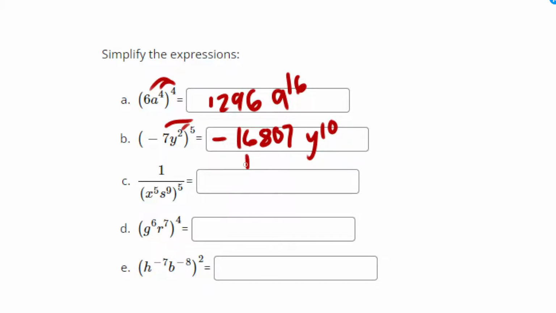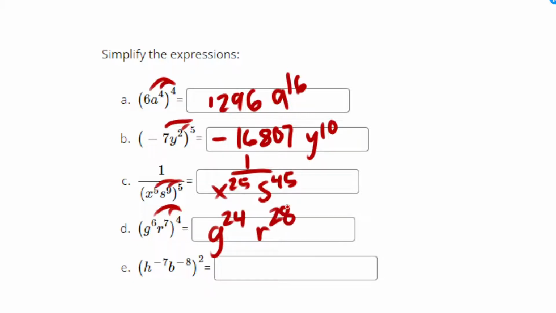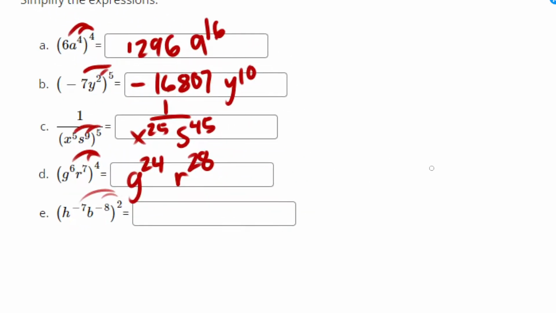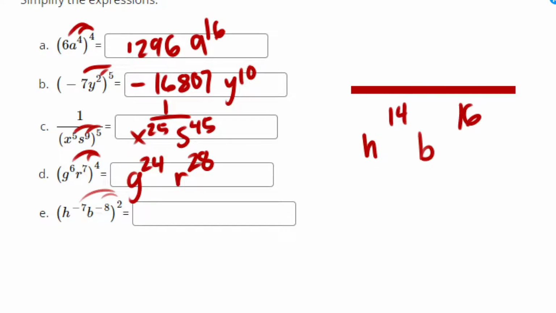This will turn into 1 over x to the 25th, because we multiply and distribute it through, and then s to the 45th. This will distribute out. We'll have g to the 24 times r to the 28, and this will do the same. Now careful, because it probably doesn't want negative exponents in the numerator, so a way to do this is still distributing, so we'll have h to the negative 14th times b to the negative 16th. But we'll just move them down, because we're allowed to do that, and put a 1 over the top.